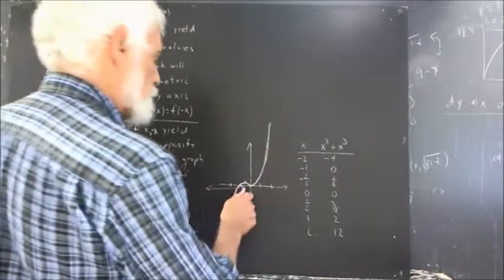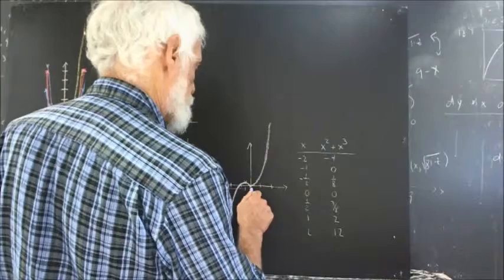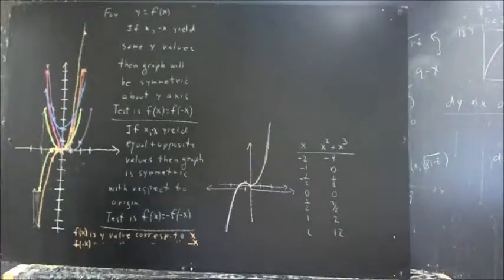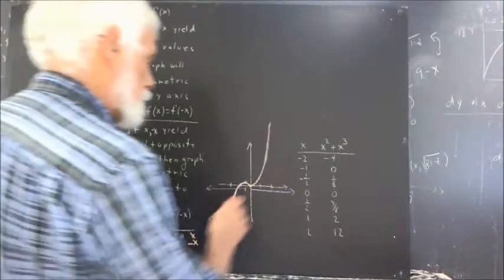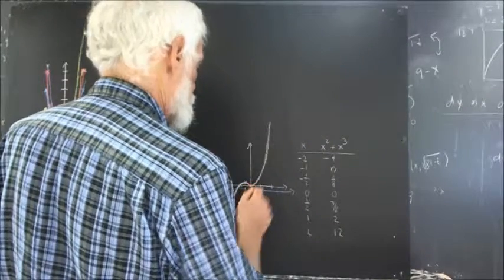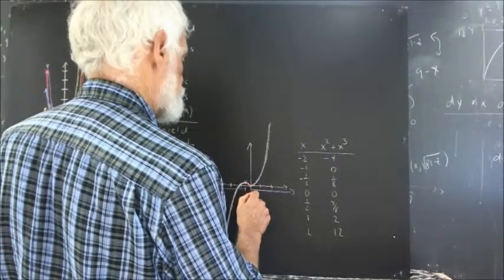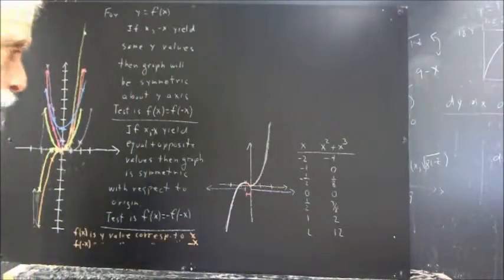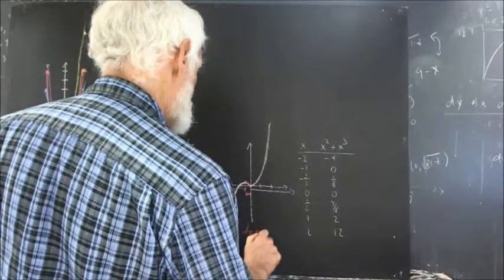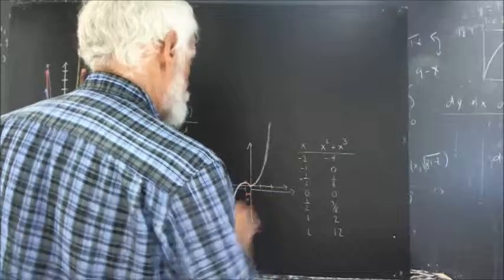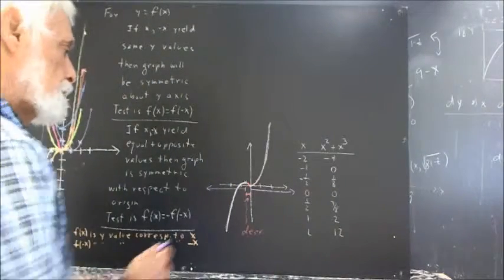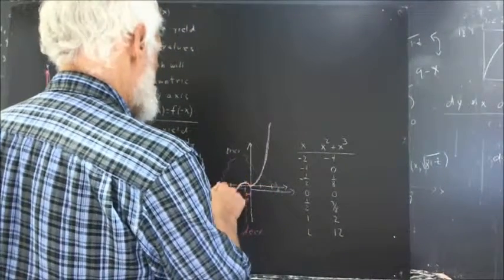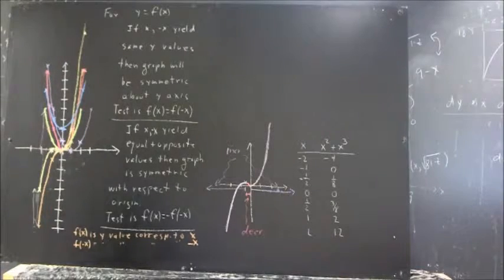Okay, so the function is increasing here, and it's increasing here. But there is a short interval on which it's decreasing. So it decreases on this interval, and it increases here and here. Now, how would we write those intervals?